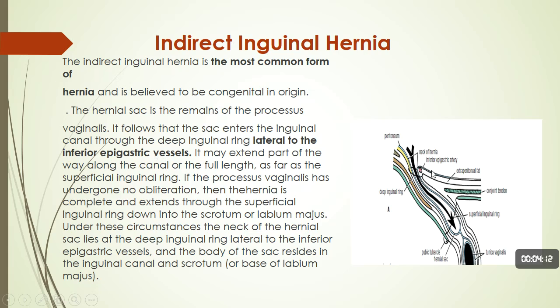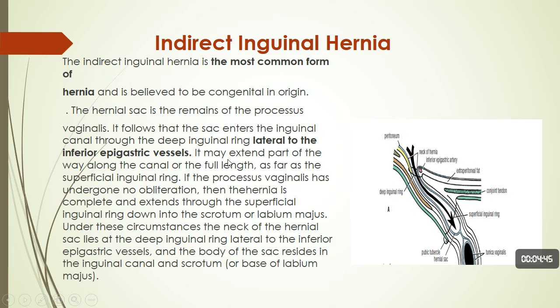In the direct hernia, the sac of the hernia is medial to this artery, here in the direct. But in the indirect hernia, the hernial sac is lateral to the inferior epigastric artery, because the inferior epigastric vessels are medial to the deep inguinal ring.